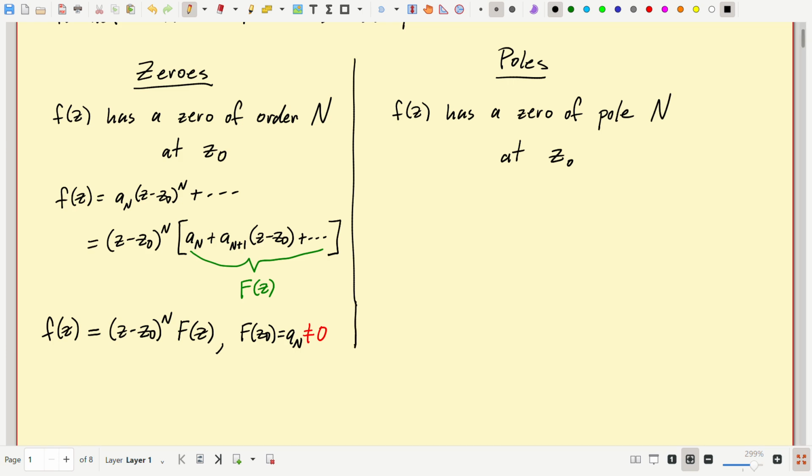Well, the analogous situation with a pole is that f has a pole of order n at z0. That means that f, when you expand it in a Laurent expansion, has only finitely many terms in the negative zone, and the first one would be to the nth power in the denominator. And then the rest of the Laurent expansion would go down to the residue term, and then a regular power series after that.